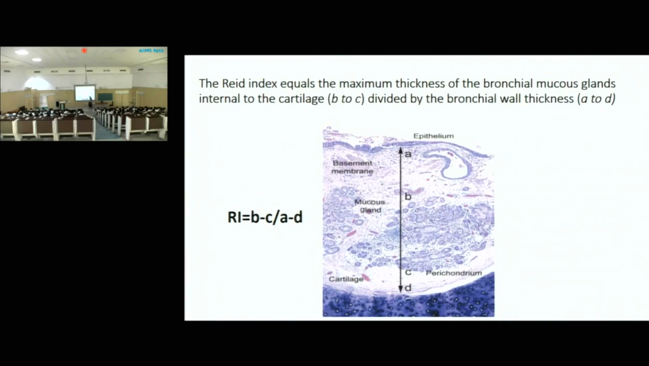Increased Reid index is seen in which conditions, right? Emphysema, chronic bronchitis, all the options or 4 options out of COPD they will give. So Reid index will be increased in cases of chronic bronchitis.